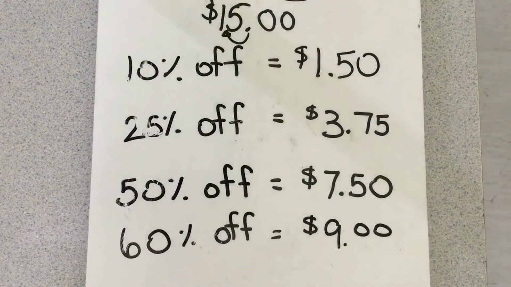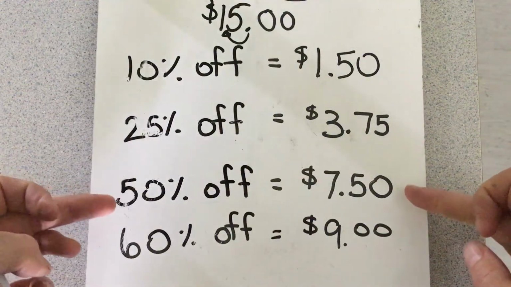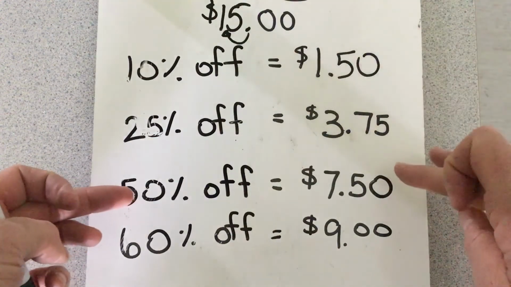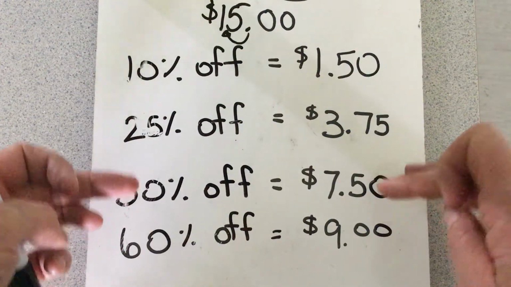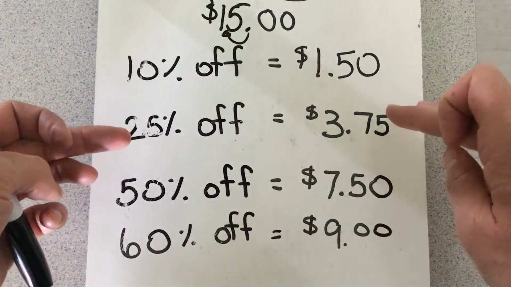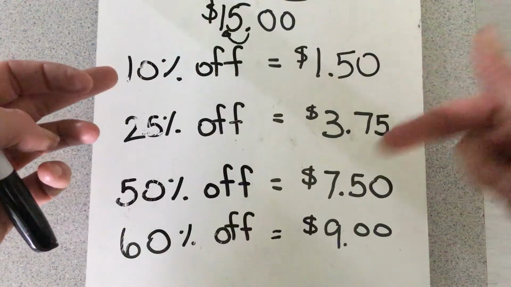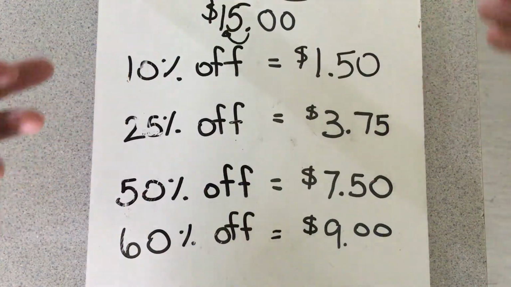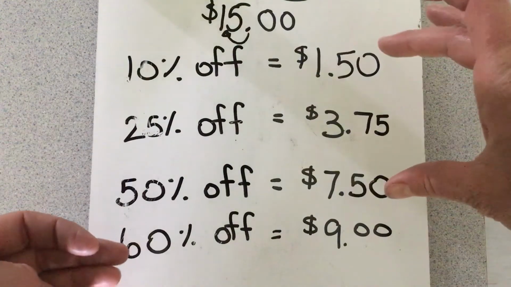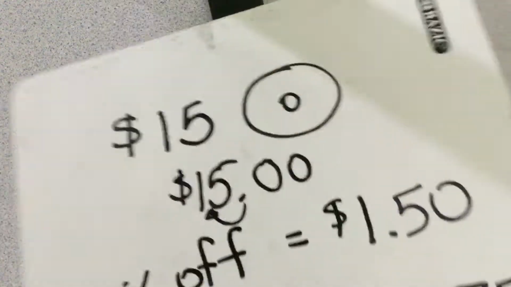So that's how I do it. I start with 50% off. So I have the original, then I get this number, and then I halve it again, and it gives me 25% off. And then to find 10% off, I always just move my decimal. In real life, this is how I do it. I move my decimal over to the left once, and then to find 60% off, I would just combine 10% and 50%, and that's what I would get.